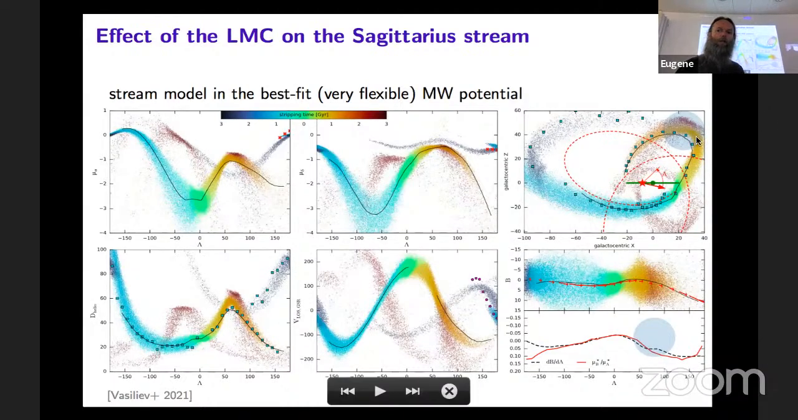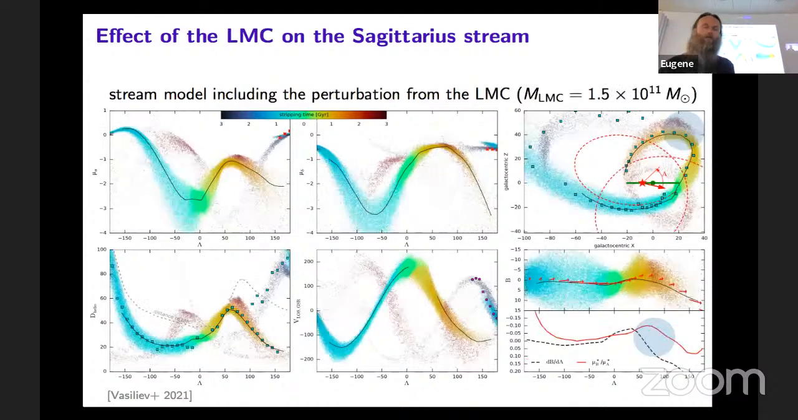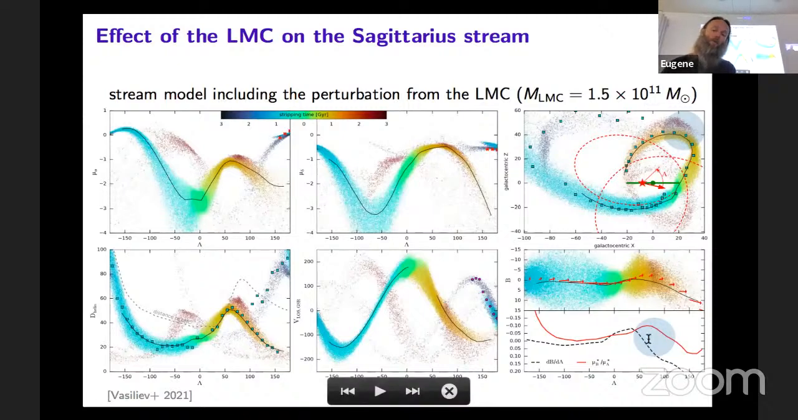And second, also in the leading arm of the Sagittarius stream, I could not fit the orbit that well. The leading arm always gets a bit further away. However, if I include the LMC with a plausible orbit in these simulations, then both things actually get better. So the misalignment becomes present. Again, it is more prominent in the northern hemisphere, not in the south. And the leading arm, which is in the northern hemisphere, also gets better positions.